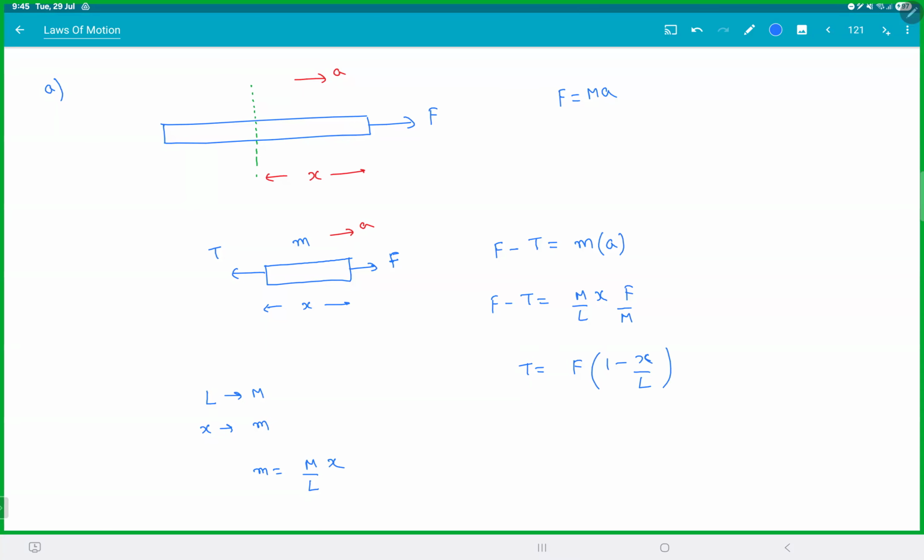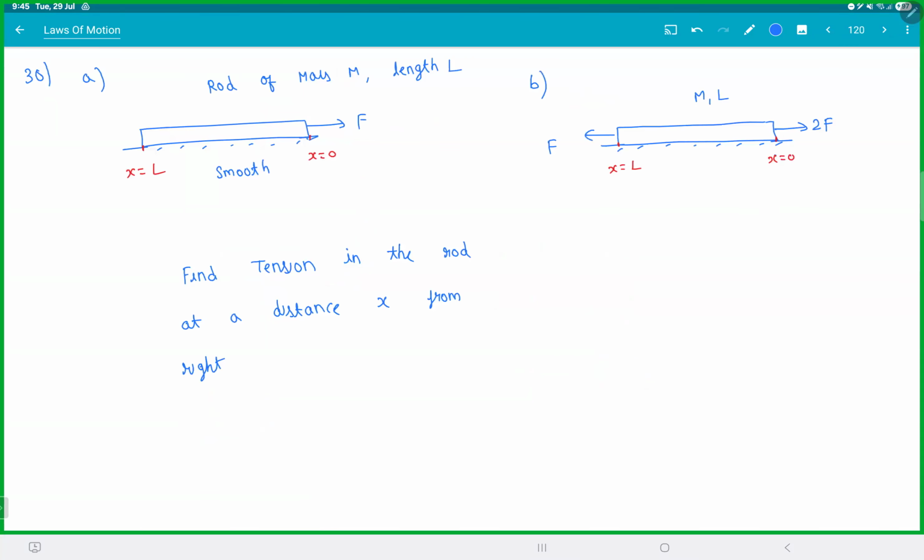Got the process? So you want tension somewhere in the middle, cut it there. Whenever you cut, you get two pieces. Take any one, left or right, and then draw the FBD of it, and then try to solve. So the idea here is this: when you're cutting it, the mass will change for that particular piece. Now, using this logic, can you do the second part? Try. I'll give you a minute. 2F and F.